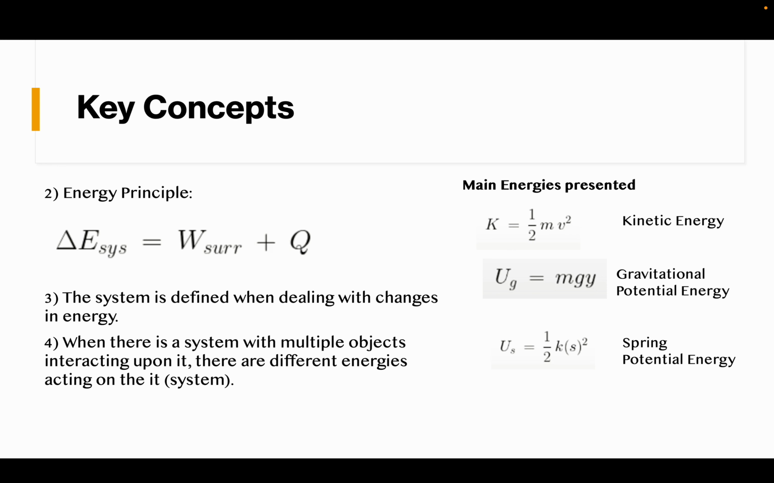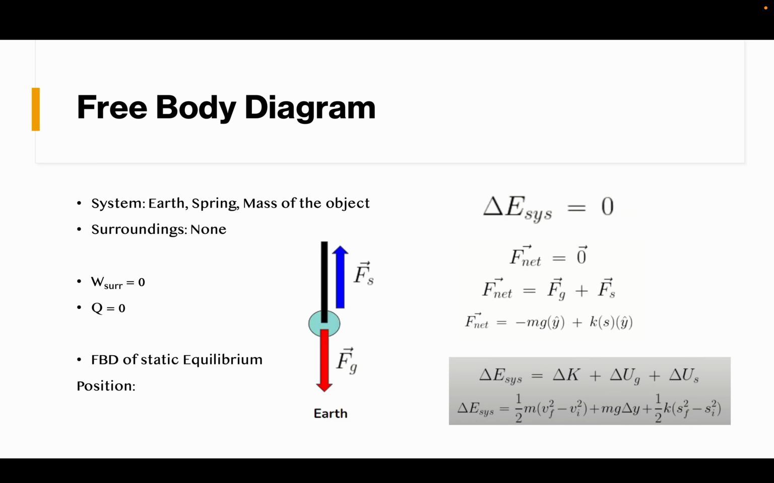The system is defined when dealing with changes in energy, and when there is a system with multiple objects interacting, there are different energies acting upon the system. The main energies presented are kinetic energy, gravitational potential energy, and the spring potential energy. For this experiment, the system consists of the Earth, the spring, and the mass of the object. Since everything is considered a system, there are no surroundings. Therefore, the work done by the surroundings equals 0, as well as Q.